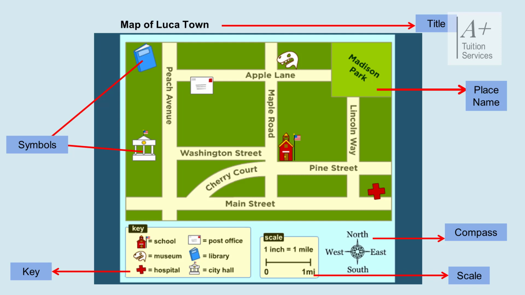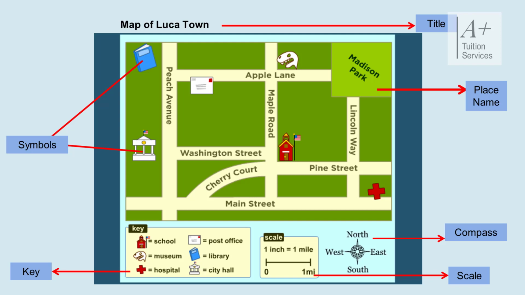So for example, for the museum they use a dinosaur, as you can see on the key. Then we have a school, and you see the flag. And then we have a cross to represent the hospital. City hall is represented with a building. So these symbols help identify the buildings, and the only way we learn the meaning of these symbols is through the key. So we have the key here.